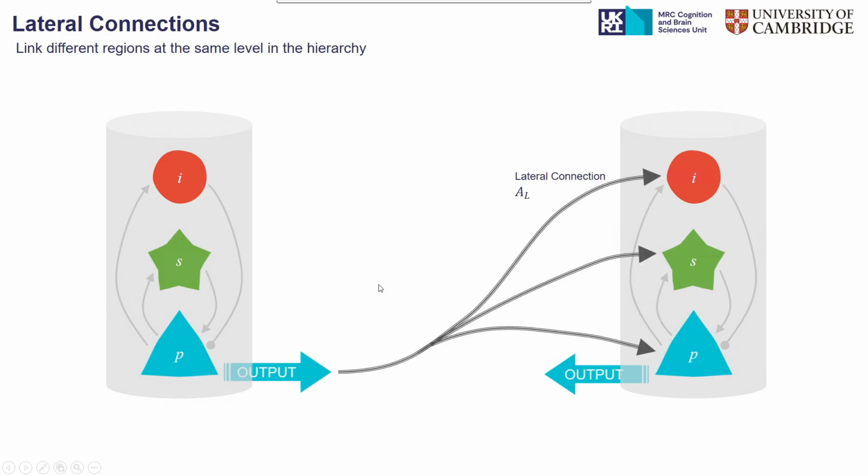So for example, this region on the left will produce lateral connections which go to all three layers of another region. This is usually the case for two regions which are located in different hemispheres. So there are long range projections going from one to the other via commissures. Now these lateral connections could be unidirectional or bidirectional.